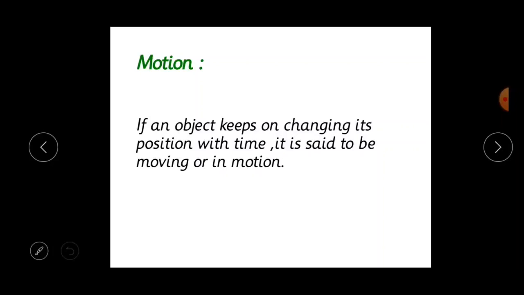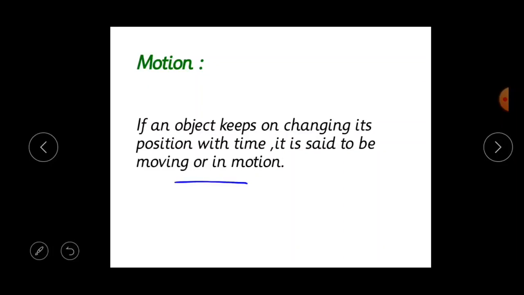So children, if an object keeps on changing its position with the time, it is said to be moving or in motion. Okay, so when a car is not moving, it stays in the same position at a particular time. When it starts moving, a change is observed in its position with respect to time, isn't it? So what is motion? If an object keeps on changing its position with time, it is said to be motion.